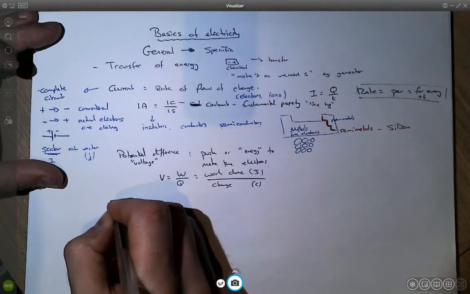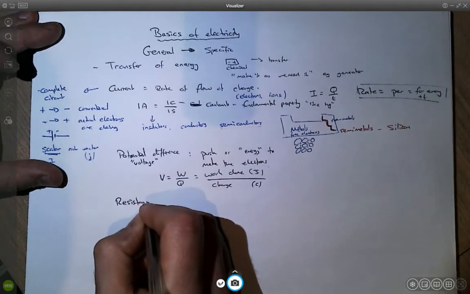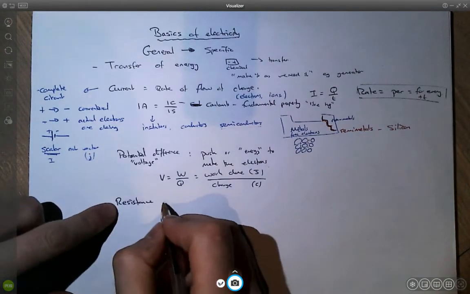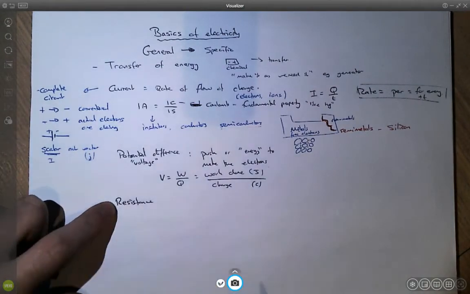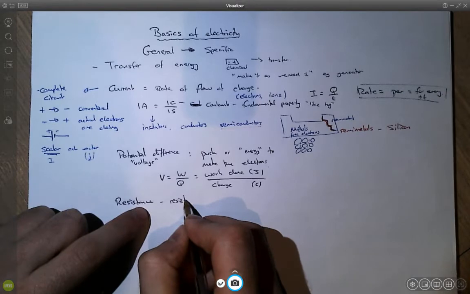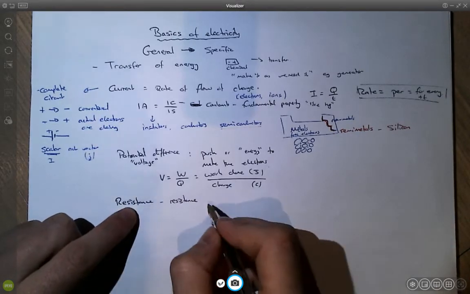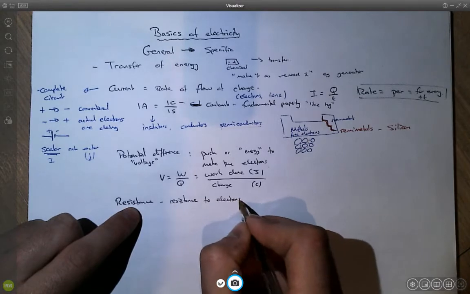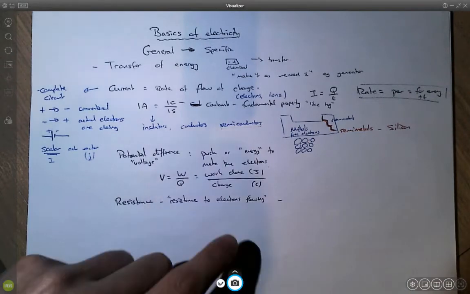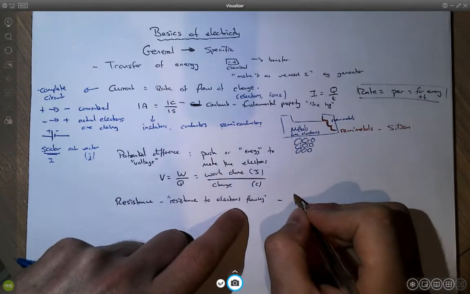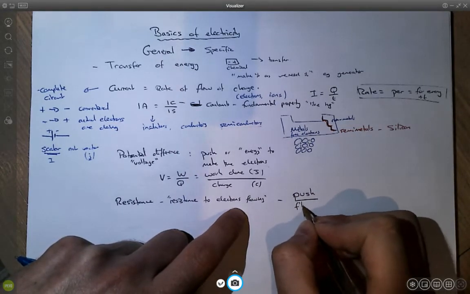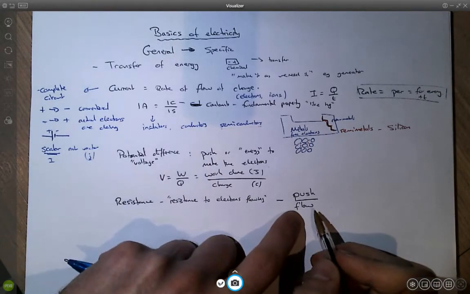The other really important concept that comes up is this idea of resistance, and this is informally the resistance to electrons flowing. But obviously we shouldn't really define things using the word we're trying to define. So this is very much an informal definition. How we formally define it is the ratio of how much we need to push, or how much energy we need, to how much current we actually get, how much flow there actually is.